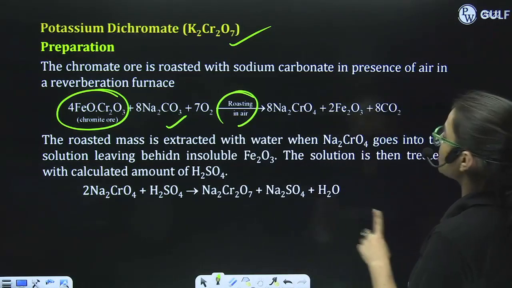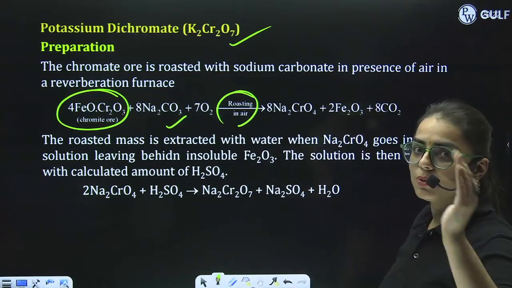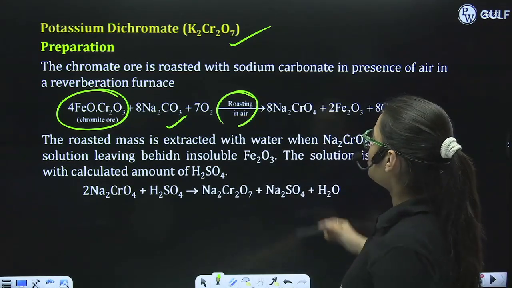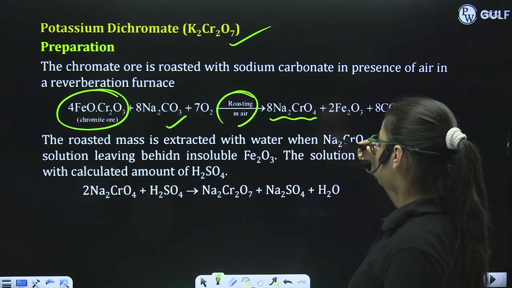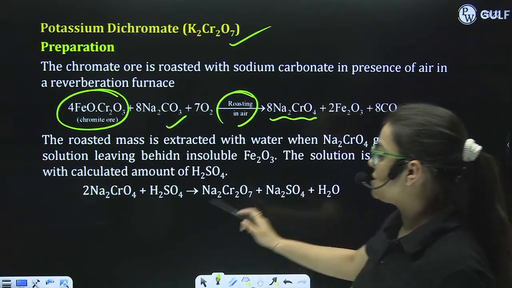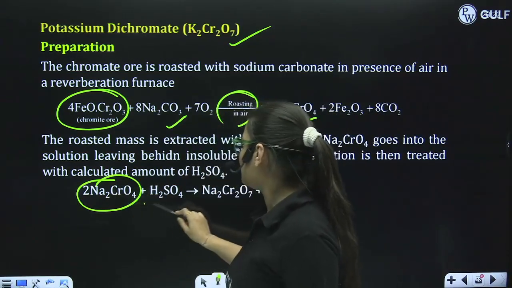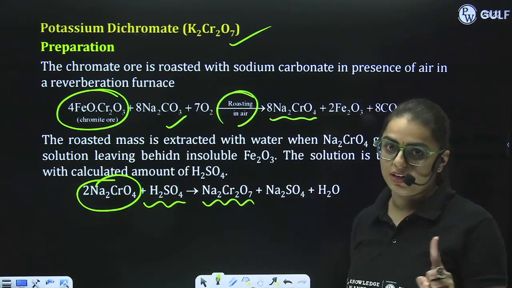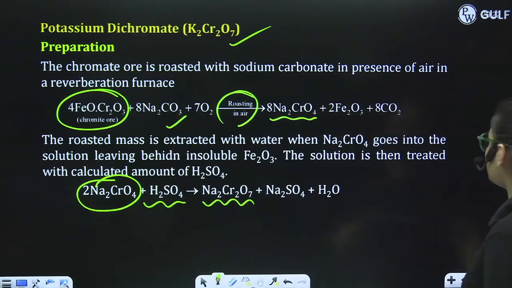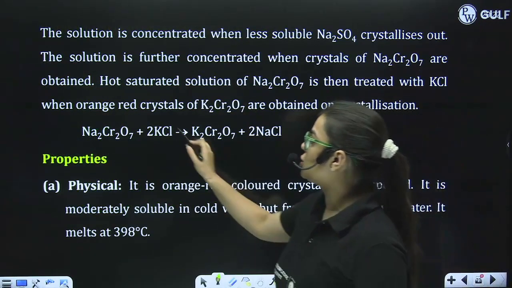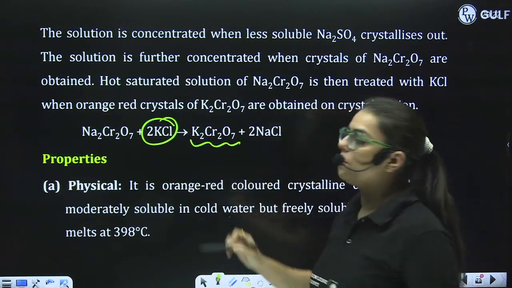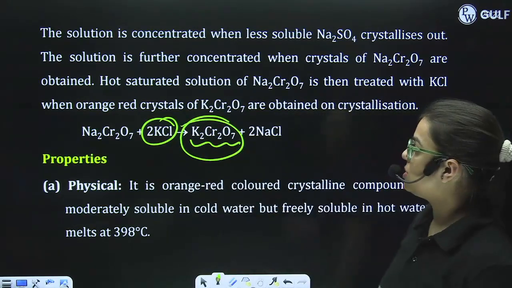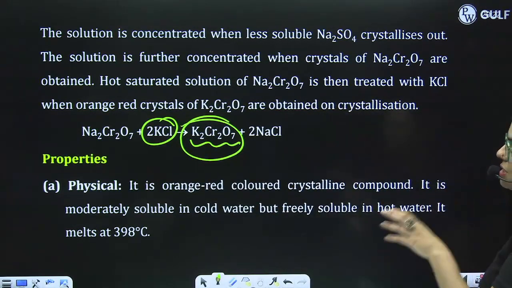So in the roasting process, what are you going to obtain? See, in calcination there was a limited supply of air, but here there is a proper supply of air. So what do you obtain? You obtain Na2CrO4. Now the roasted mass that we have extracted, we are going to react it with H2SO4 and you are going to get Na2Cr2O7. Now this Na2Cr2O7 will further react with KCl to form your compound over here. This is what we want to obtain. Clear? Potassium dichromate.